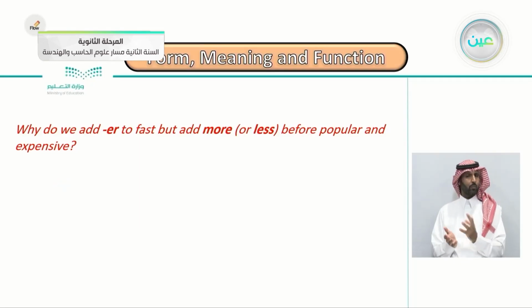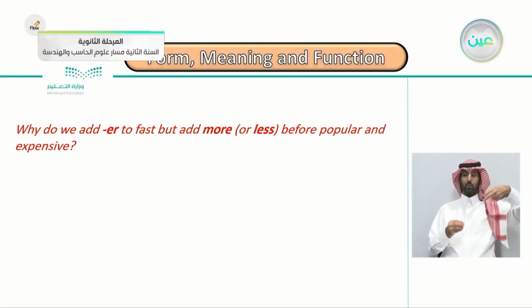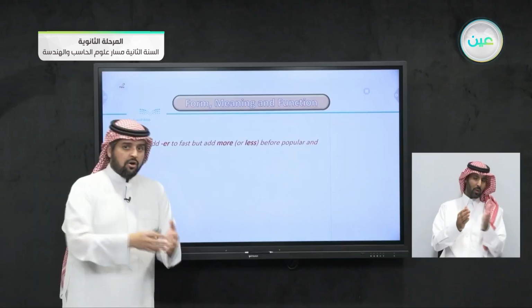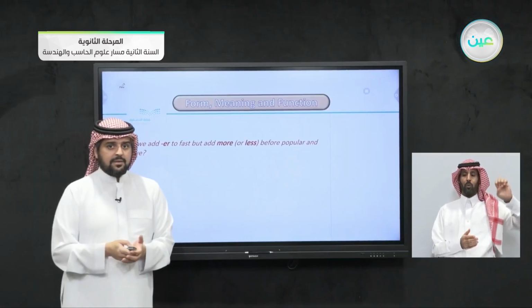So why do we add er to fast, but we add more or less before popular and expensive? The adjective fast, we added er, faster. But with the adjective popular and expensive, we put more or less. Why do we do that? How do we choose? Do we add er or put more or less?